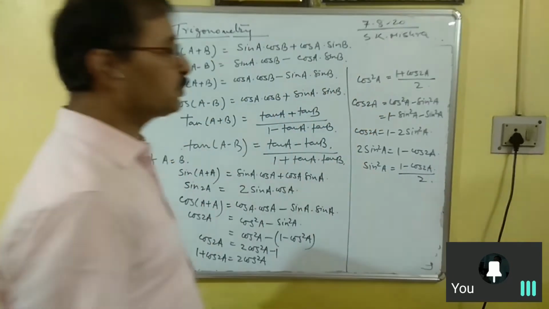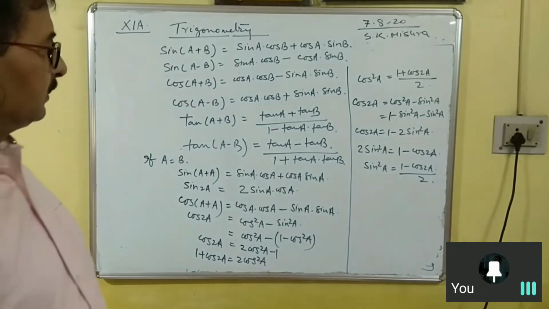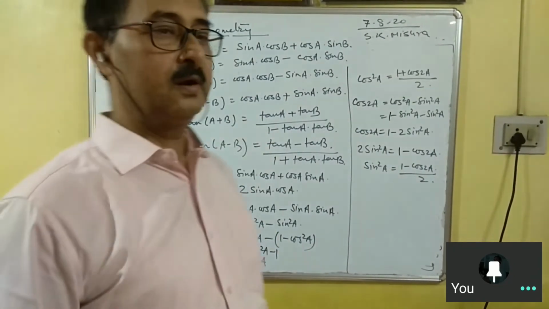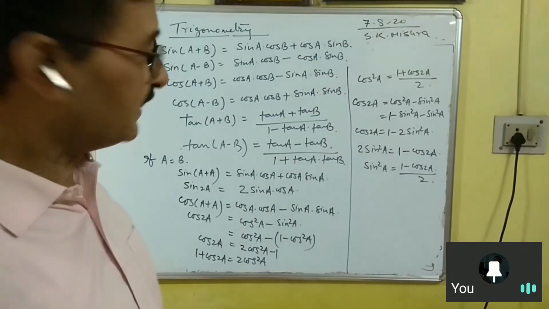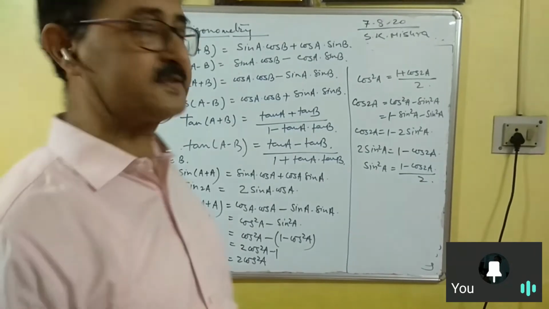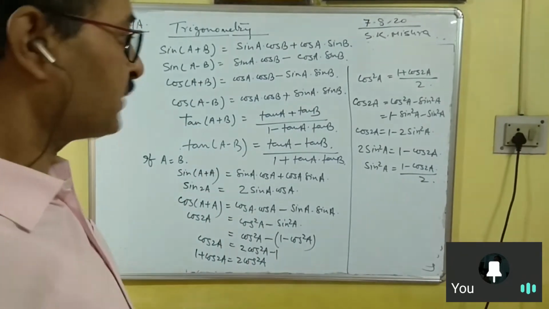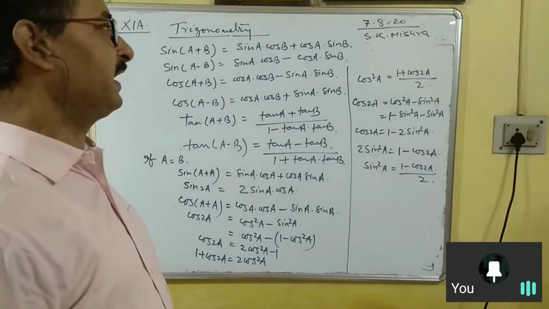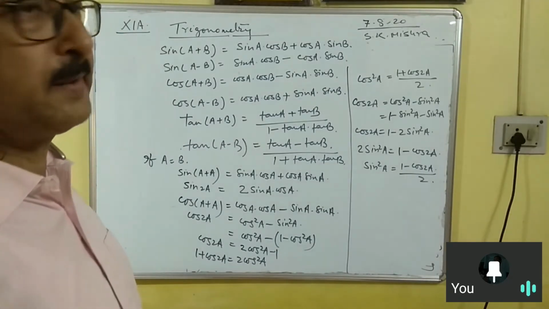These are useful formulas. In physics you need such relations because there are so many instances where you see these formulas are useful. So sin square A is 1 minus cos 2A by 2. Similarly, cos square A is 1 plus cos 2A by 2.